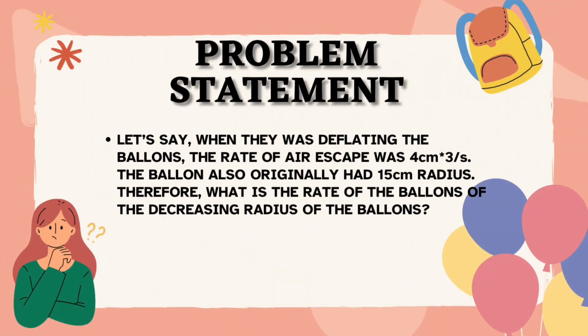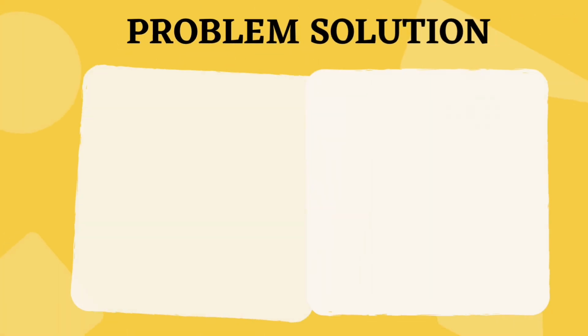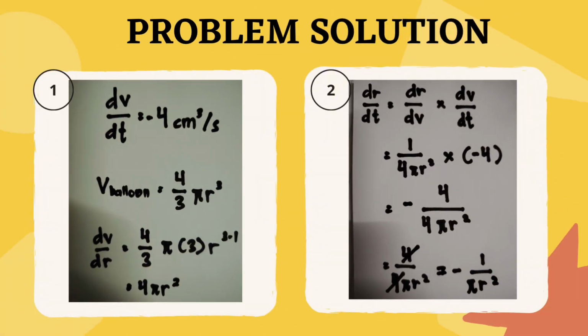So the problem statement is: when they were deflating the balloons, the rate of air escape was 4 cm³ per second. The balloon also originally had a 15 cm radius. Therefore, what is the rate of the decreasing radius of the balloon? Now, here is the solution for the problem.